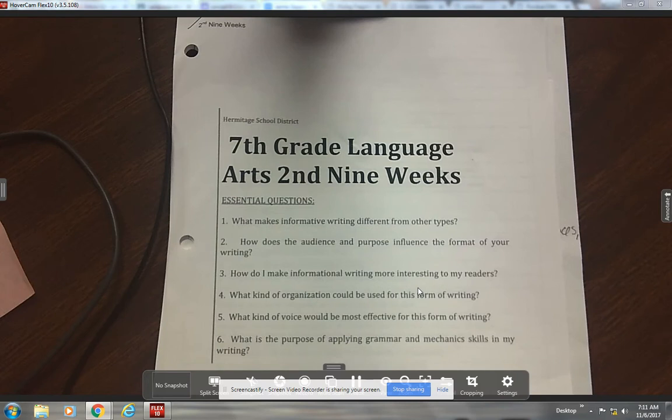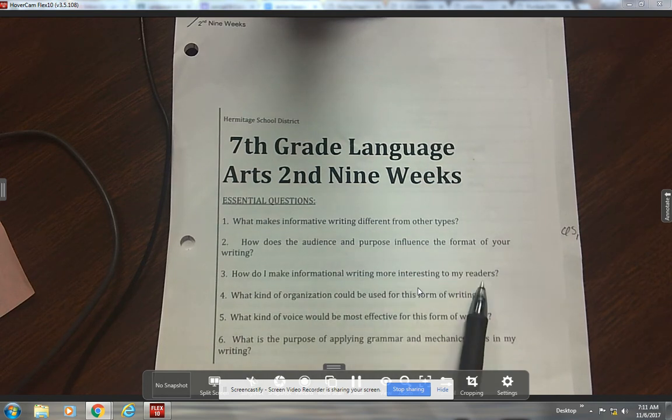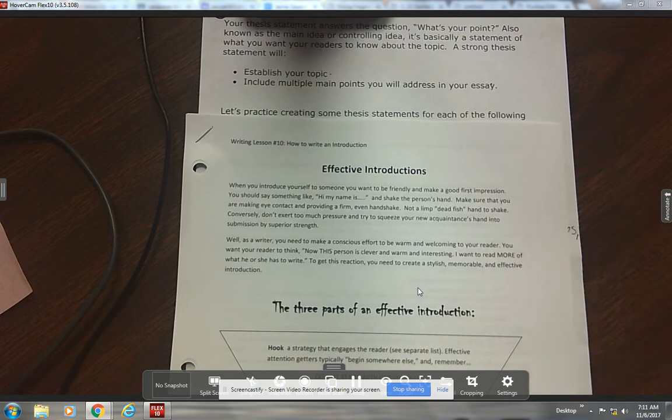Target is going to focus in on the essential question of question number 5, what kind of voice would be most effective for this form of writing? And question number 3, how can I make my informational writing more interesting to my readers? We're going to look at the introduction as a whole part.